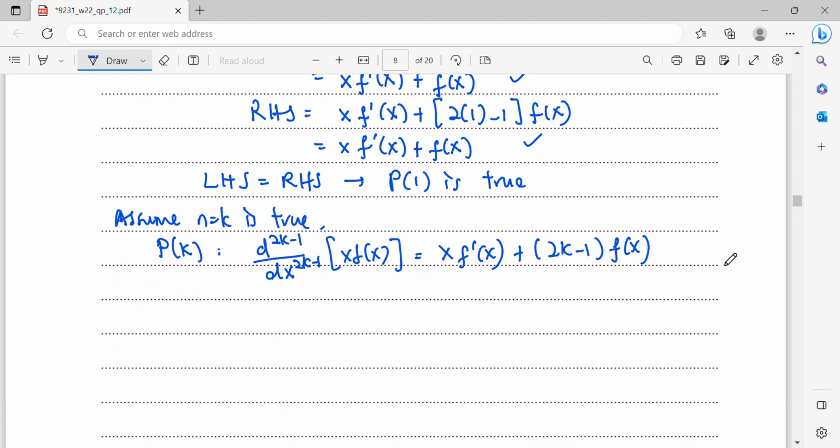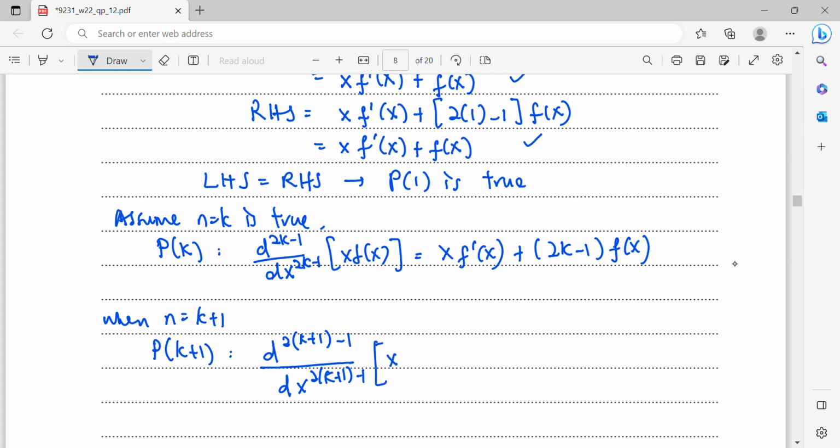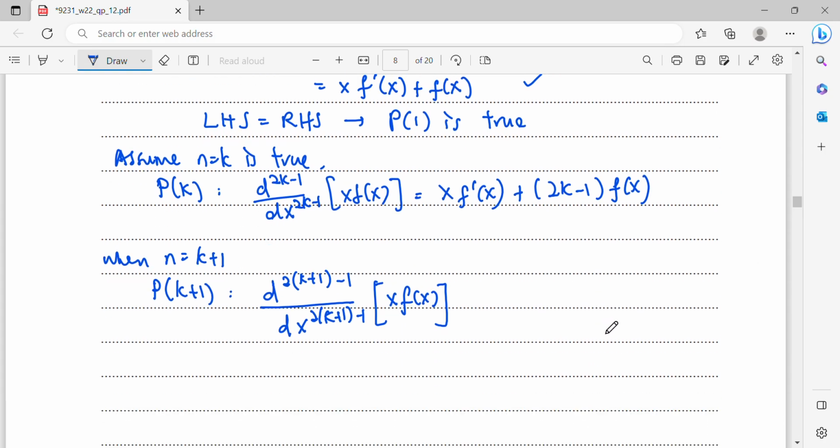Okay, so now when n equals k plus 1, I will get P(k+1). It will be d^(2(k+1)-1)/dx^(2(k+1)-1) of x f(x). Alright, so now let's simplify first. This is d^(2k+2-1), and 2 minus 1 is plus 1.